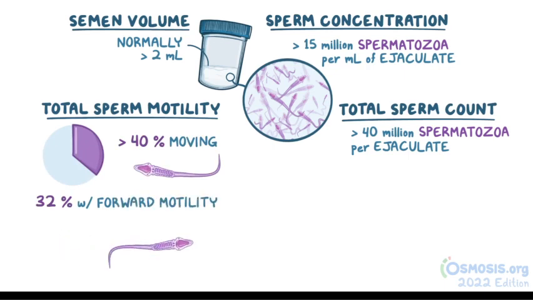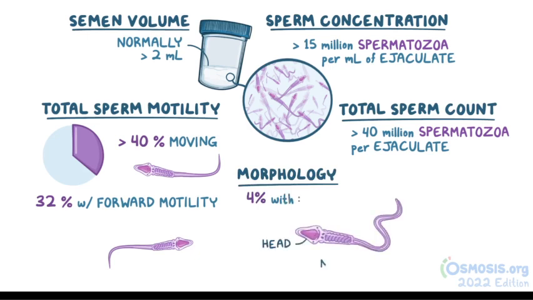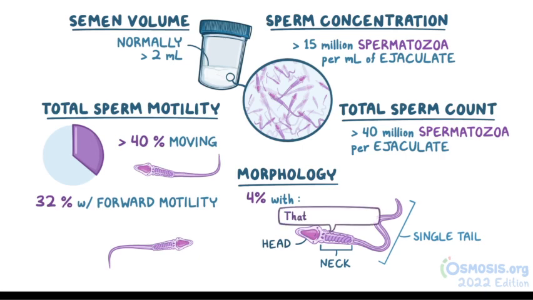The last parameter is morphology. At least 4% of sperm should have a head, a neck, and a single tail. That may sound like a low bar, but that's all it takes.